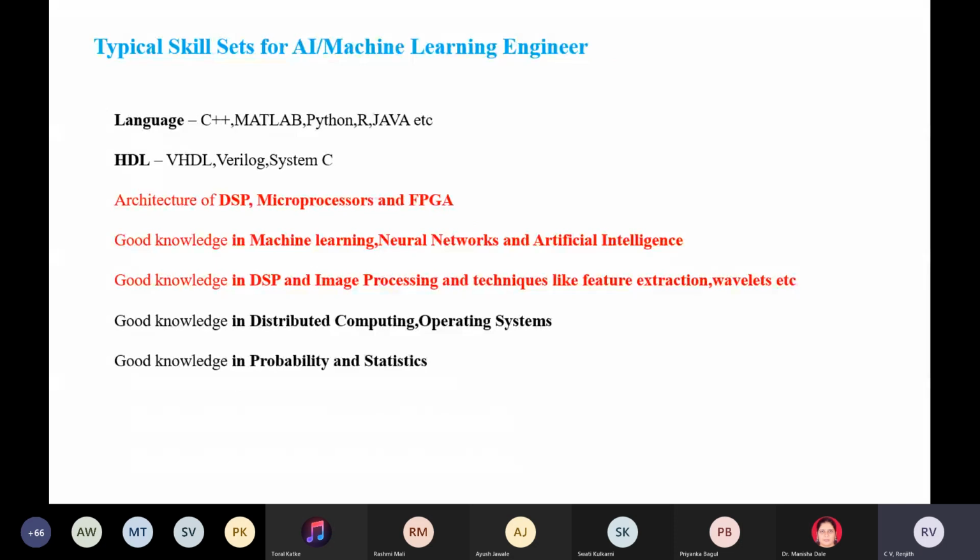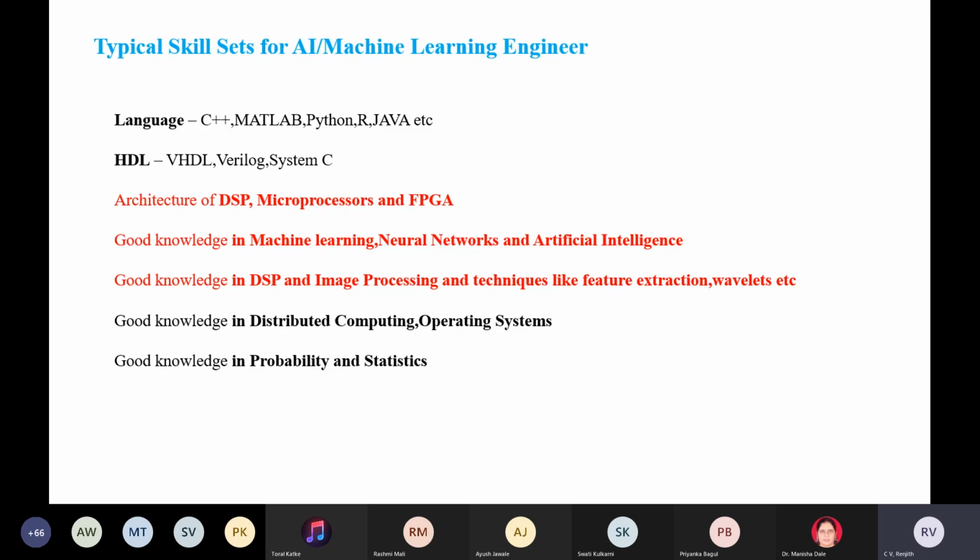Now, to work in AI and ML, students have a lot of misunderstanding. The first misunderstanding is that electronics students think that it is only for computer science. It's absolutely wrong, because AI and ML is there in every product. You take a washing machine, a TV, a mobile phone, vehicles. Everywhere we use these algorithms.